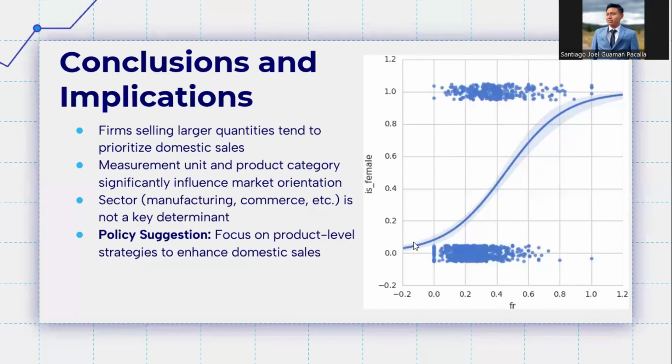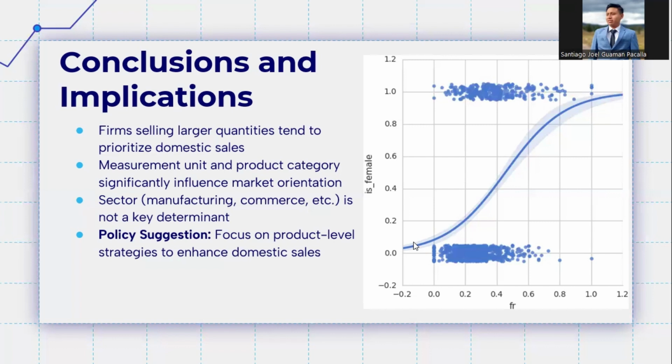In this study, we apply a logistic regression model to analyze which factors influence whether an Ecuadorian firm sells more in the domestic market than internationally. The dependent variable is binary and equals 1 when national sales exceed foreign sales. The results show that the quantity produced is a significant factor. The higher the output, the greater the likelihood of focusing on the domestic market.